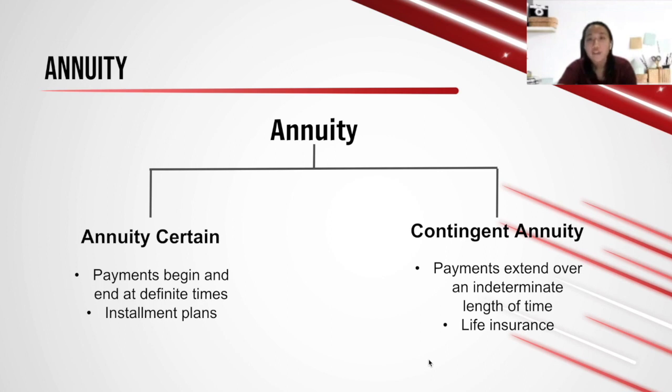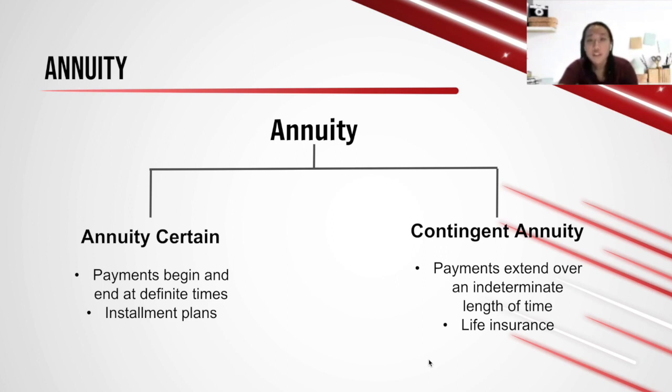Examples of contingent annuities are life insurances because the payment ends at the death of the insured person and we can't really say when a person will die. So basically, for annuity certain, we know when we begin and end our payments. But for contingent annuity, we don't know when we begin and end the payments. But for now, we will only discuss annuity certains.